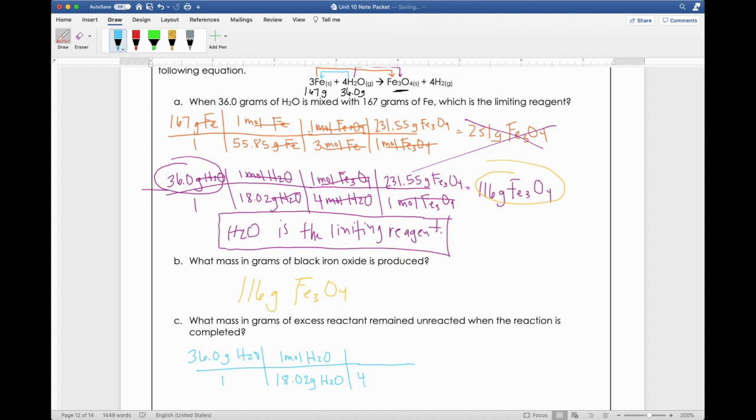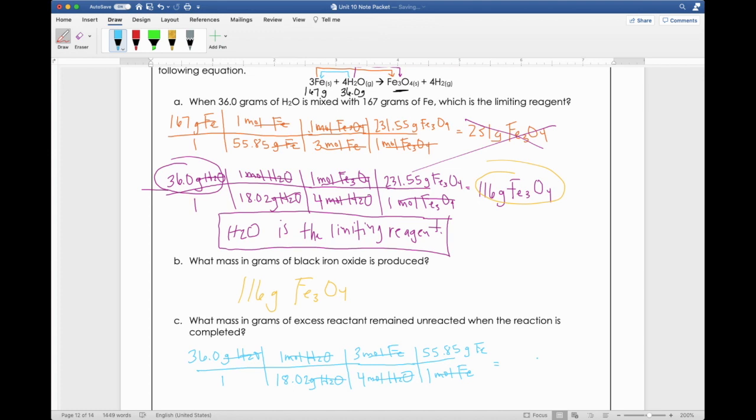Looks like 4 moles of water reacts with 3 moles of iron in this reaction. And 1 mole of iron has a mass of 55.85 grams of iron. Once you get all that down, you can solve to find out, okay, how much of that iron is reacting?